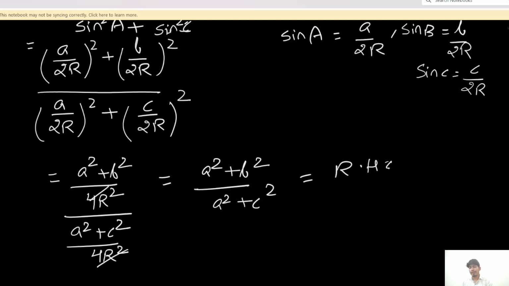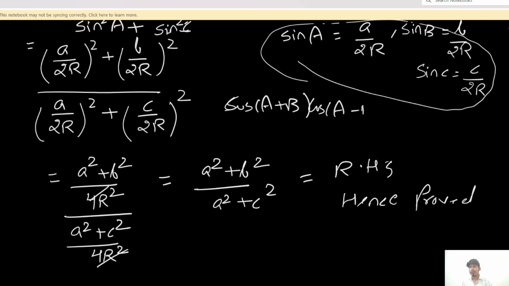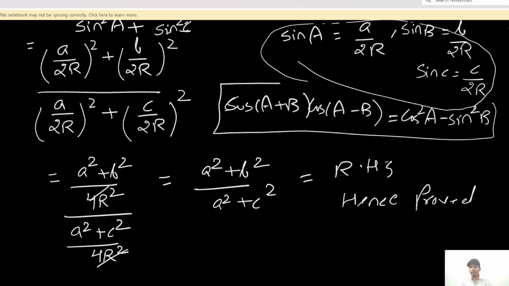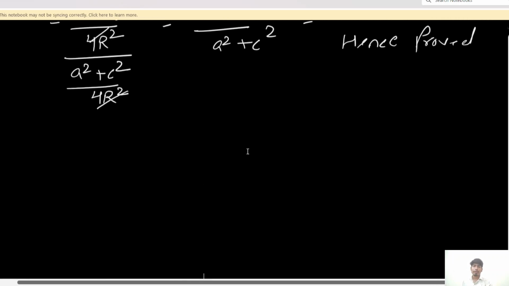Okay students, hence proved. We use only this identity: cos(a plus b) into cos(a minus b) is equal to cos square a minus sine square b. This is our identity and sine rule. Okay students, now we do a main question. This is also important.